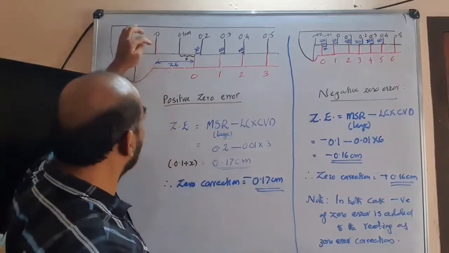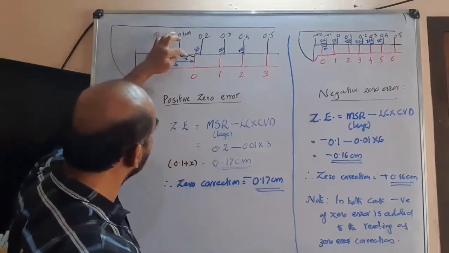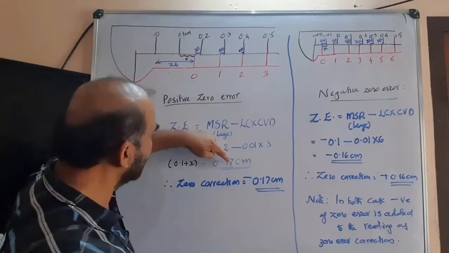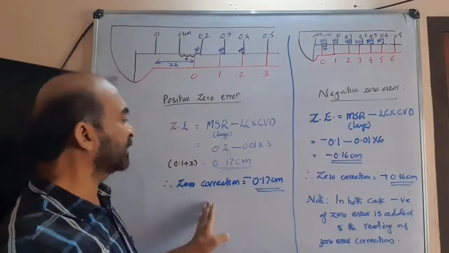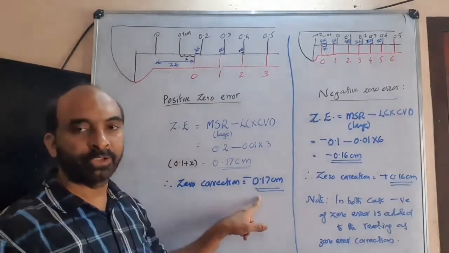So 0.2 minus 0.03 is 0.17 centimeter. That's also equivalent; the length is also 0.1 plus x. So that itself is this, isn't it? So the zero correction is the negative of this, minus 0.17.